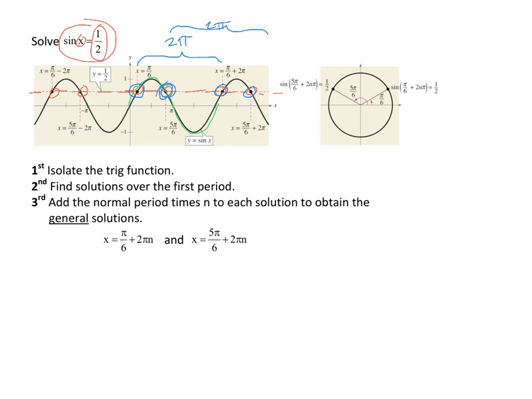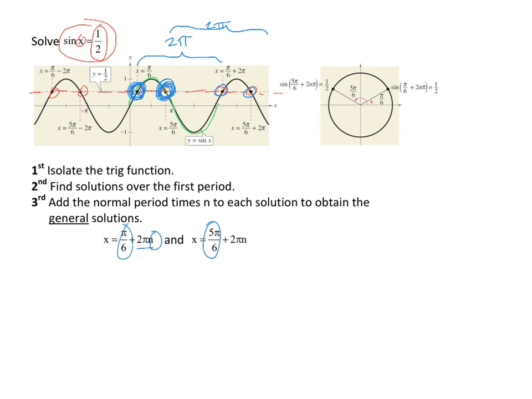So all I have to do is figure out the points that have that value within one cycle, and then I just add on multiples of the period, and it'll cover all the points that have that y value. So here I have pi over 6 for this value. Here's my pi over 6. Here I have 5 pi over 6. That's my x value. Now I'm adding 2 pi, but where's this n coming from?